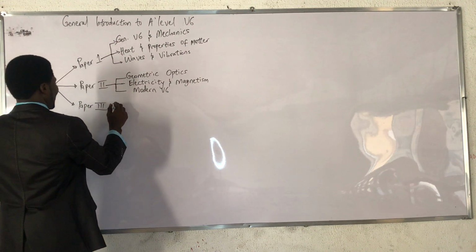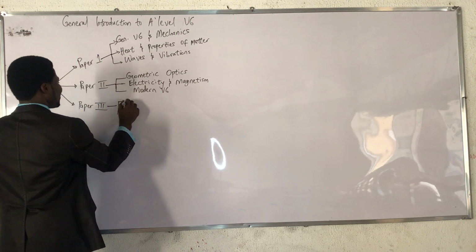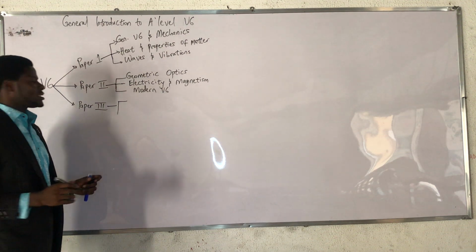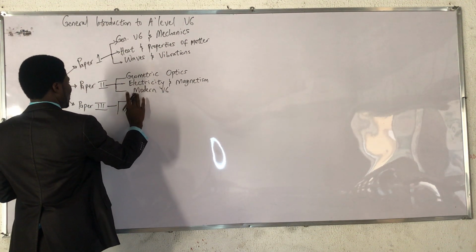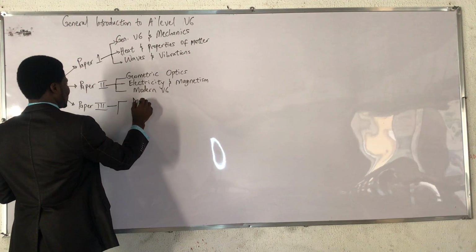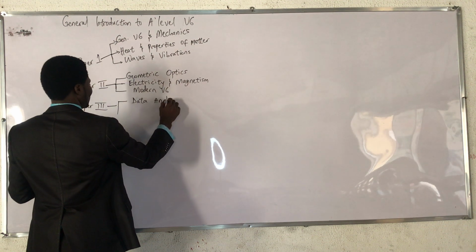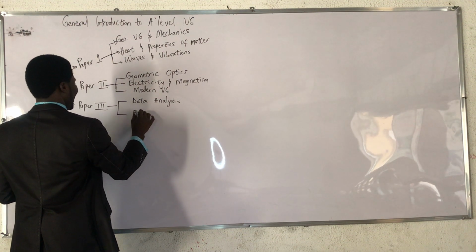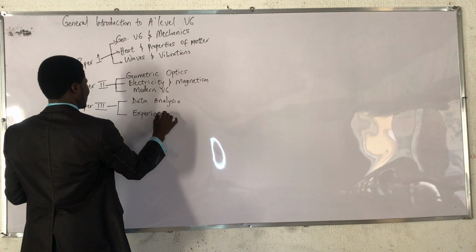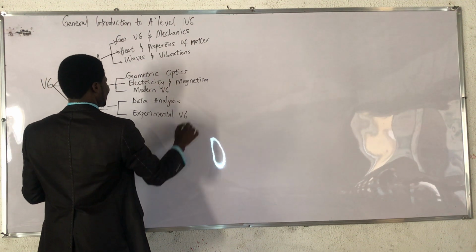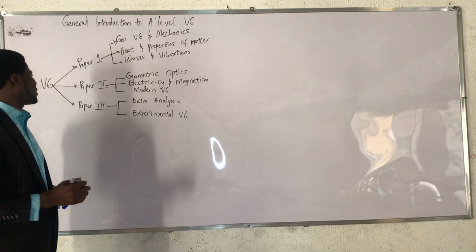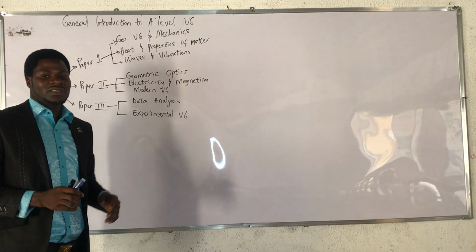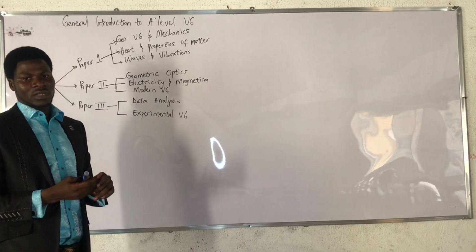Right? Paper 3, that is your practical, or an alternative. And I divide that into 2. The first one is called data analysis, and experimental physics. This is all about the IJMB syllabus as far as physics is concerned. Right?